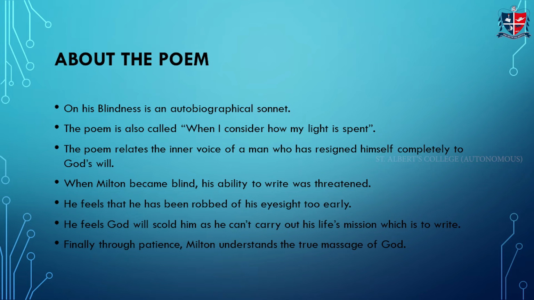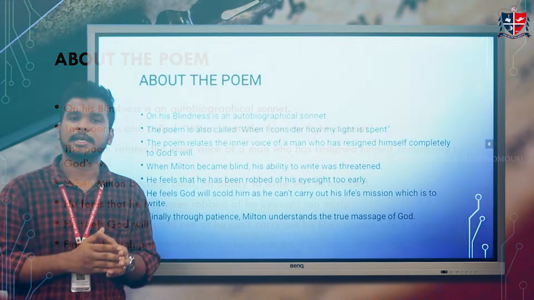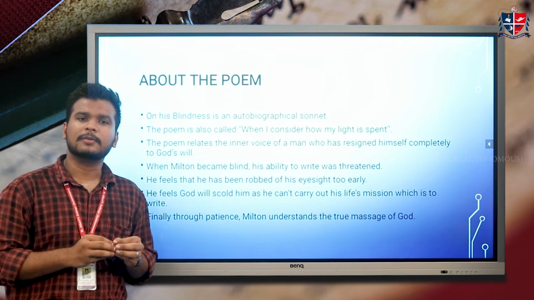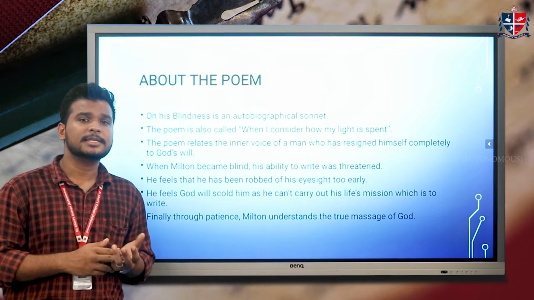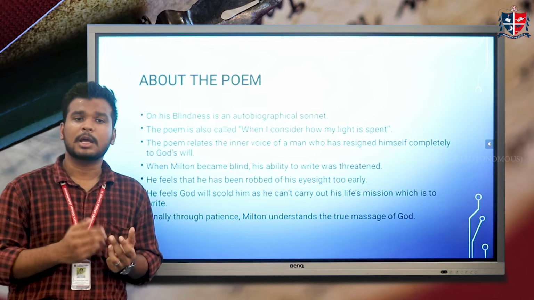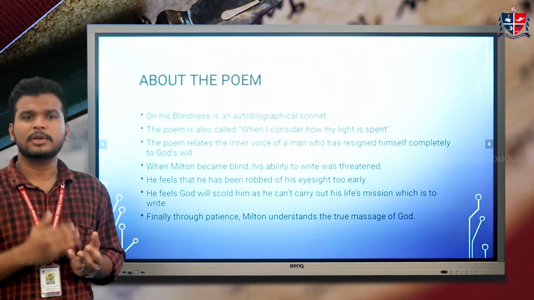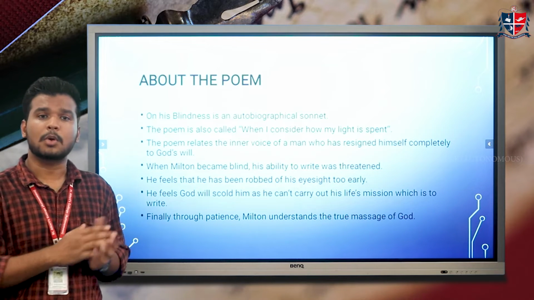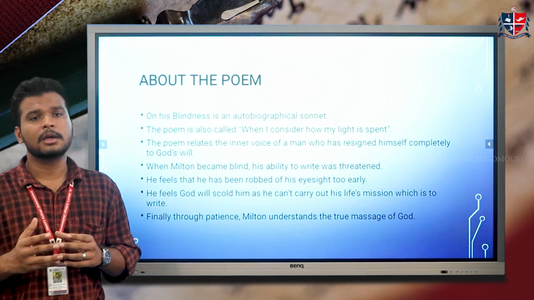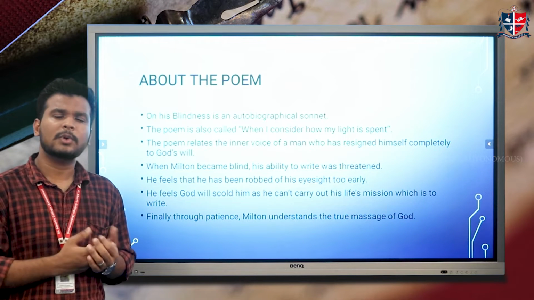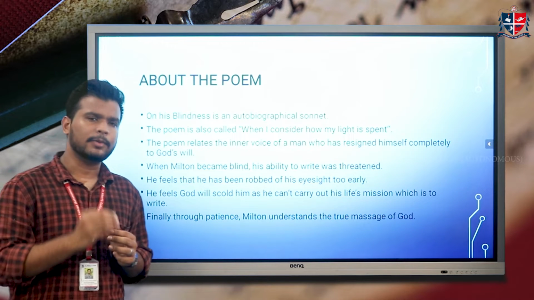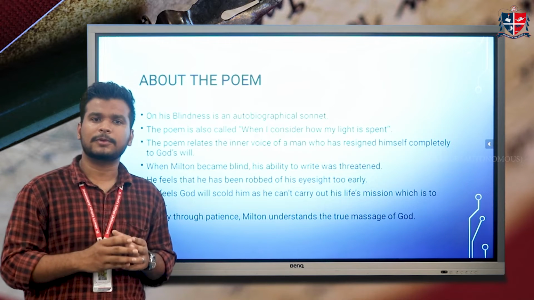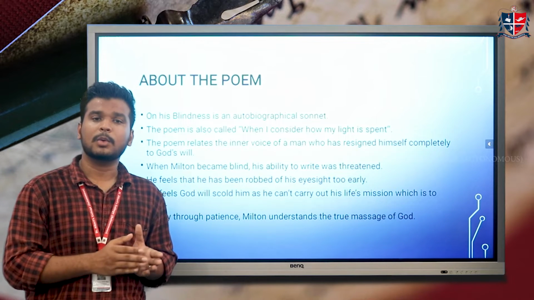What is the poem about? The poet says how he has lost his eyesight, like in his real life, when at the age of 43 he was completely blind. Now he is troubled. Now he is questioning himself. Why? Because Milton believes that he was robbed of his glory days very quickly. He was only 43 and now he has lost his eyesight. God bestowed on him the gift of eyesight, and now he has lost it.